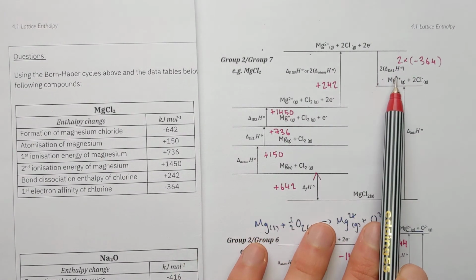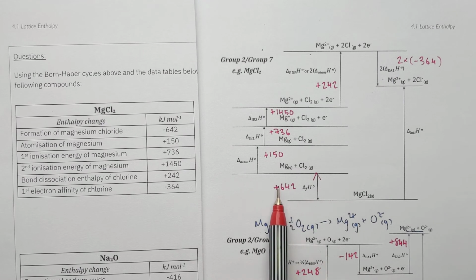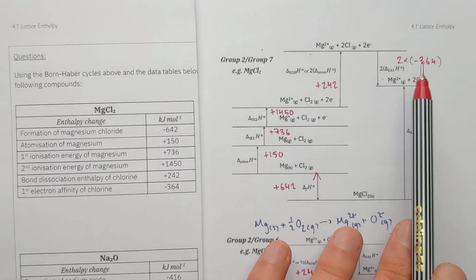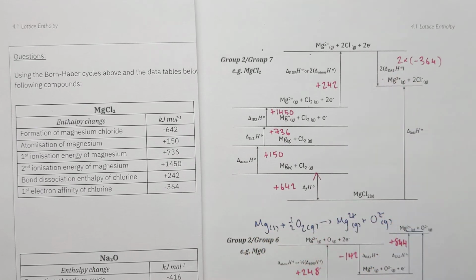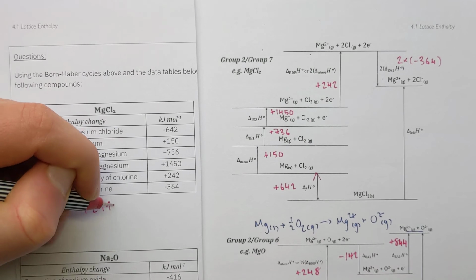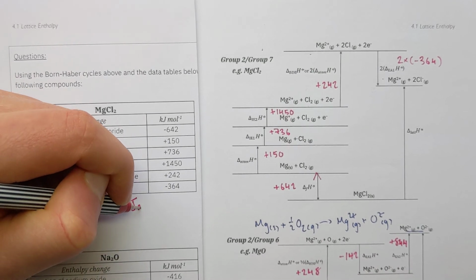Once I've done that, it's just a case of typing it into the calculator. Plus 642, plus 150, plus 736, plus 1450, plus 242, plus 2 times minus 364 should come out in your calculator as being plus 2492 kilojoules per mole.